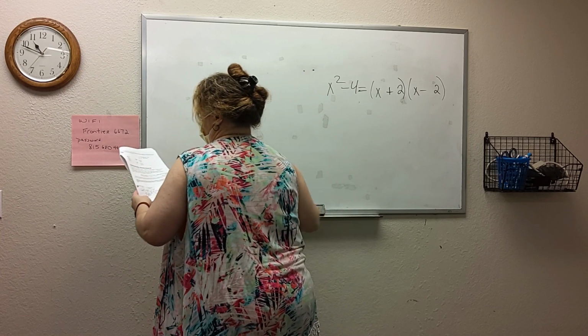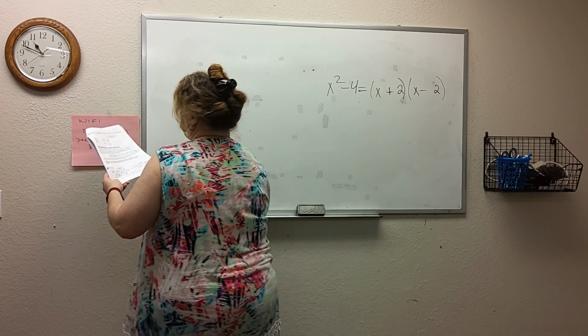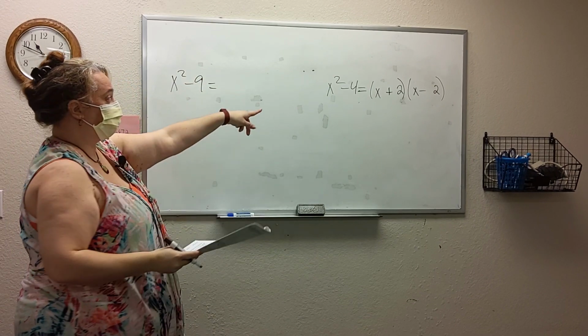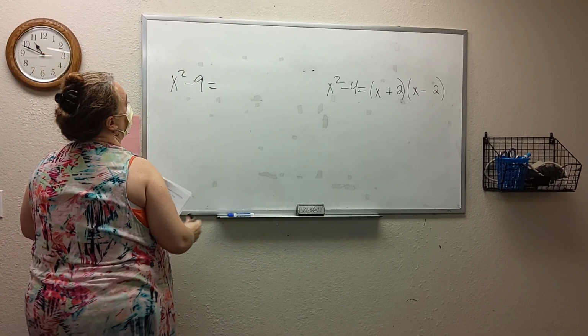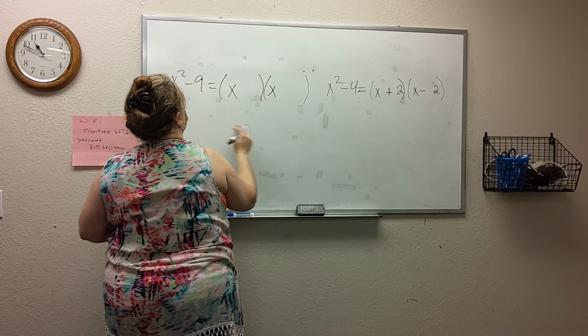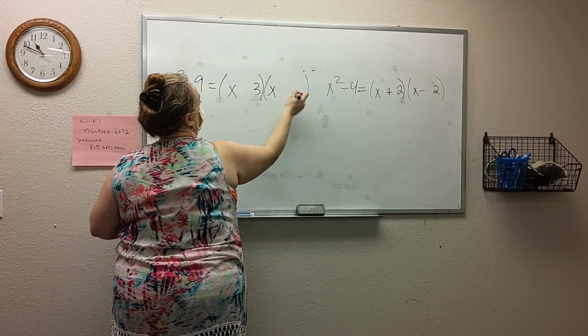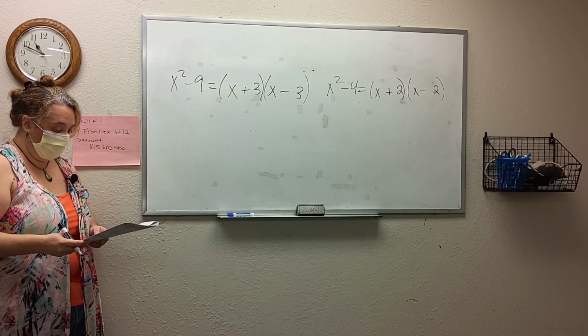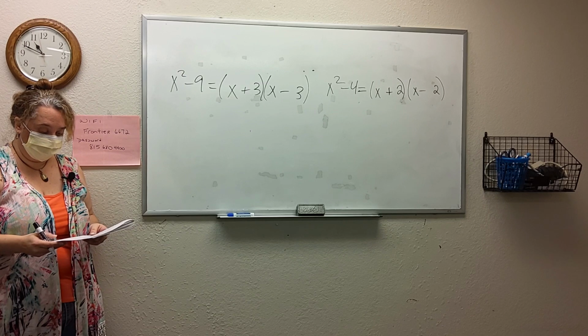Your first problem is x squared minus 9, which again follows our difference of squares pattern. It's just like the x squared minus 4. So split your letters, x and x. Square root of 9 is 3. So 3 and 3, one gets a plus, one gets a minus, and you're done. It's that simple. Don't make your difference of squares hard.